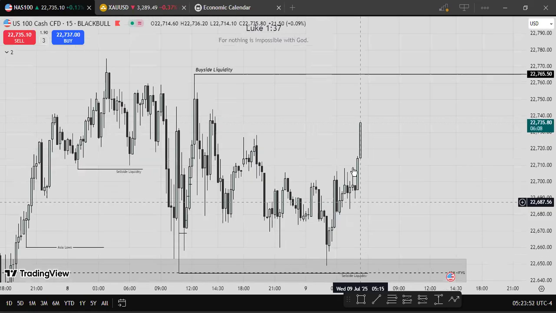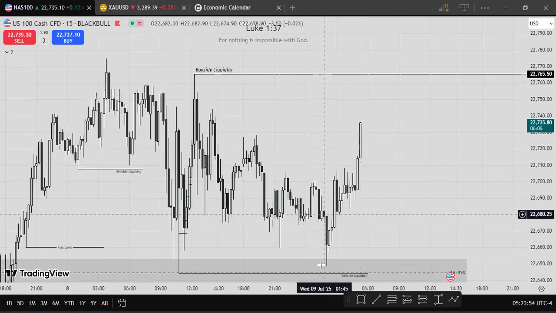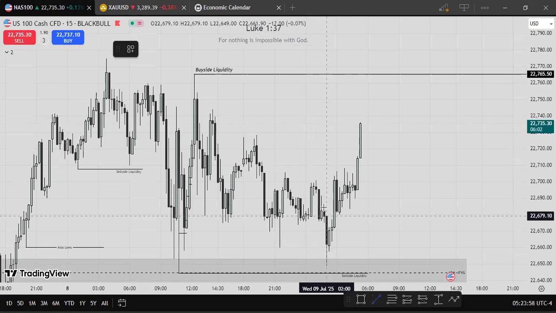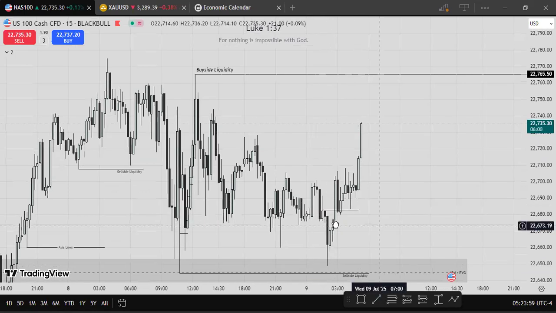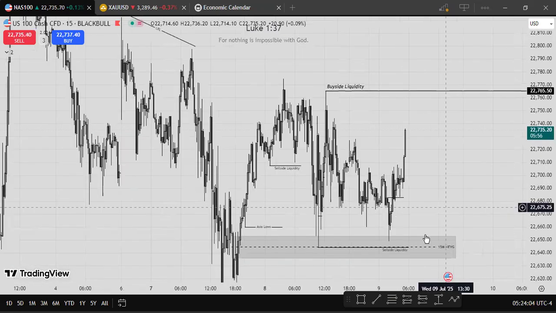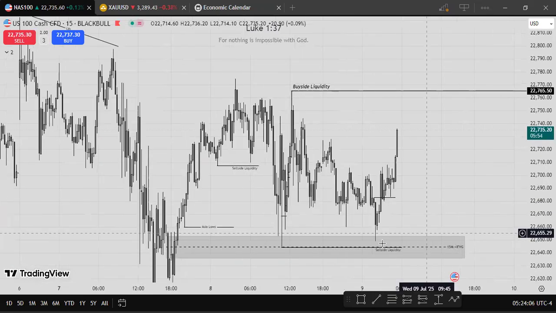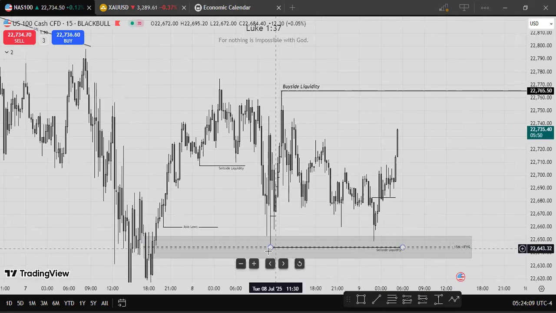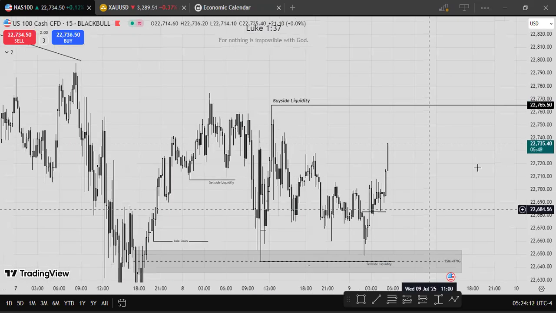But this is a nice move that happened here. We have a reaction from the 15-minute inverse. We have this order block here. That could have been a nice entry, but yeah, it's not part of my rules, so I didn't take that. Also because we didn't sweep this low here, that's resting liquidity right there.